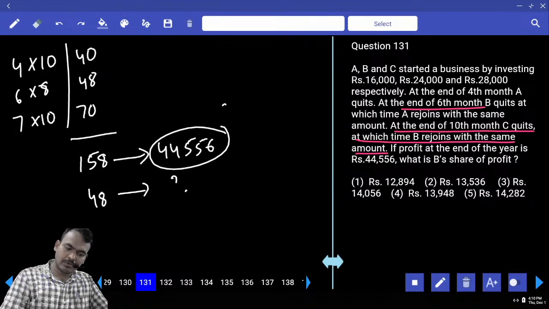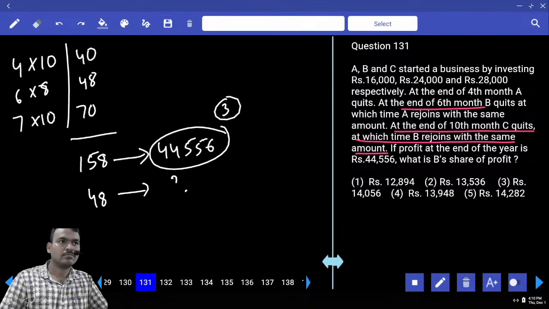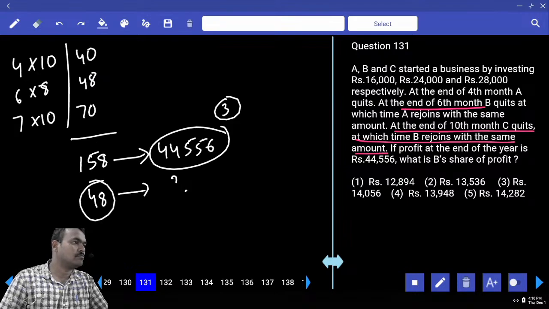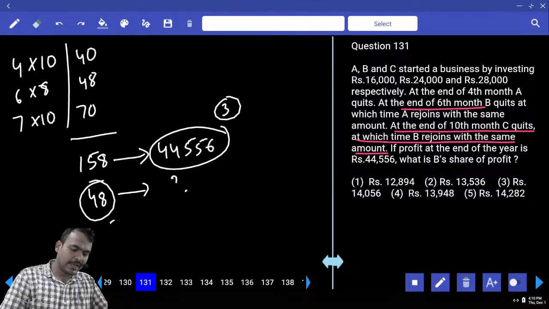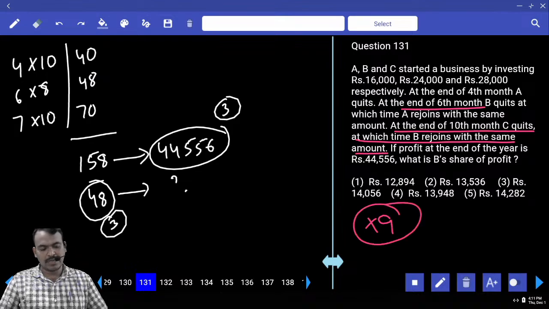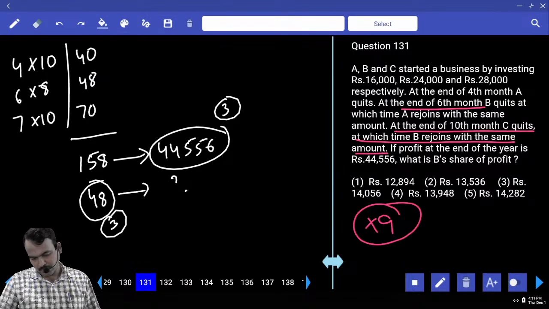44,556, 3 multiple. Yes or no? 48 is 3 multiple. Then the answer is also 3 multiple. 3 into 3, nothing but the answer must be a multiple of 9 or not. The answer will be a multiple of 9. First option is 9 multiple? No. Second option is 9 multiple. Yes. Third one.